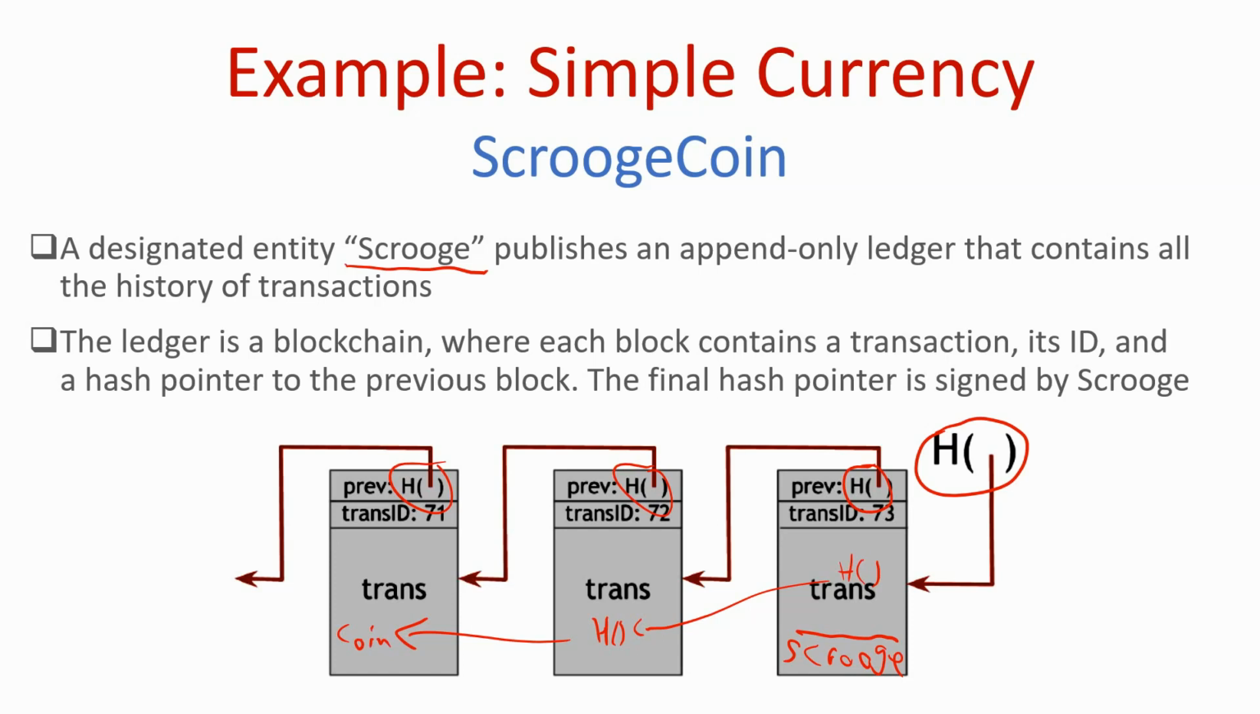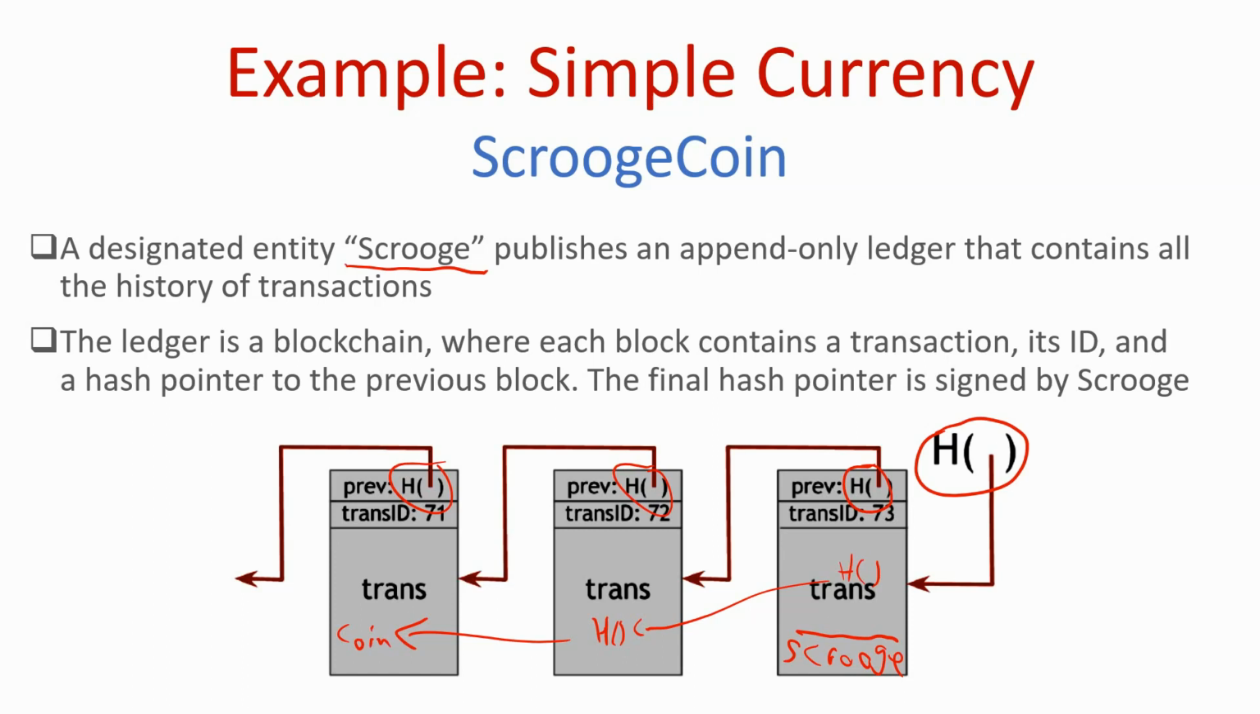Can Scrooge actually generate a transaction on behalf of someone else? Can Scrooge, for example, spend the money that Alice owns? The answer is no, because to do that, Scrooge will have to forge the private key of Alice, and it should be computationally difficult to do that. So Scrooge cannot actually generate a transaction on behalf of someone else.